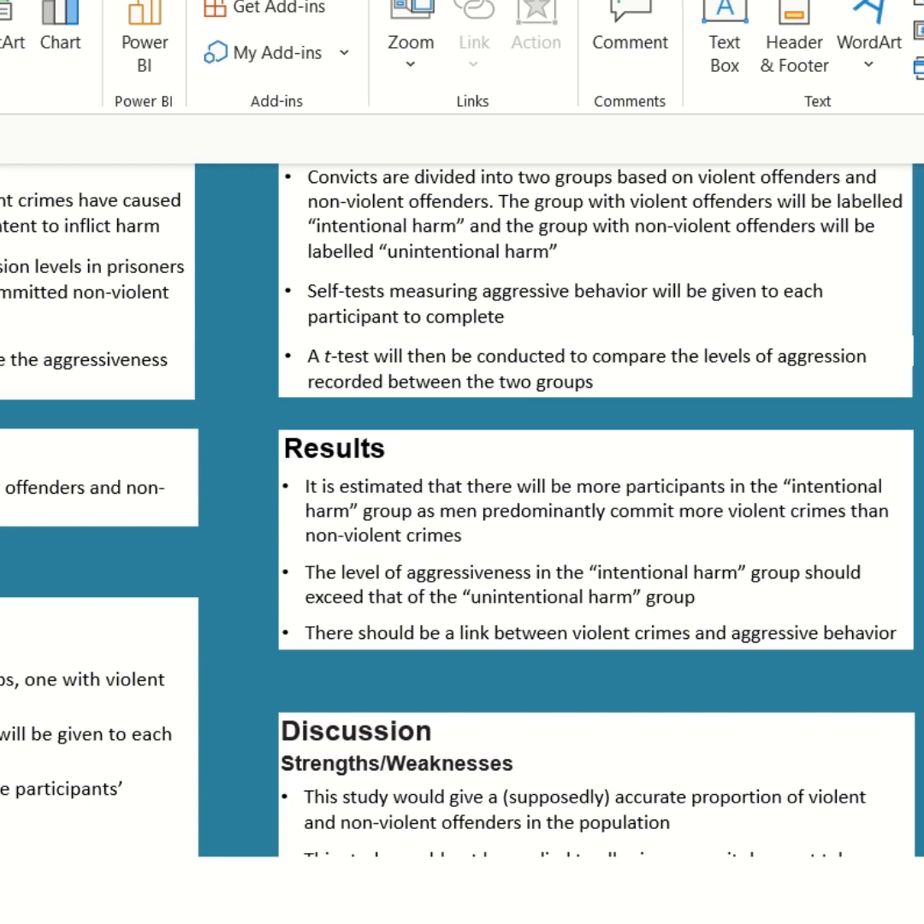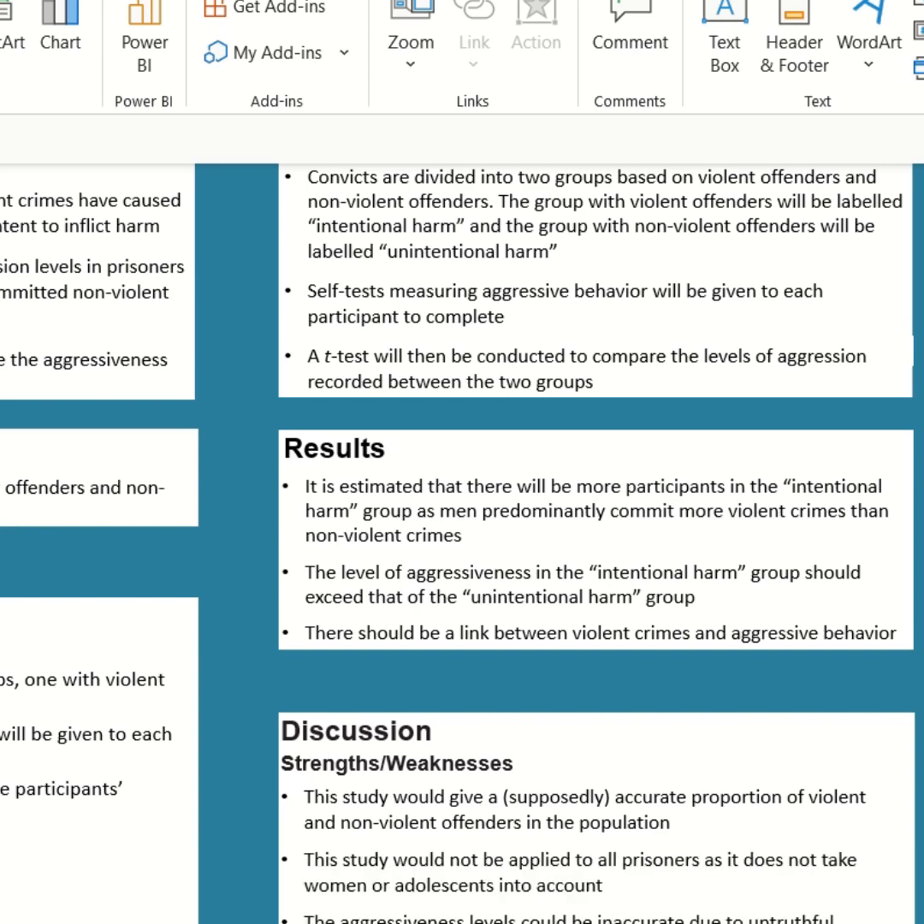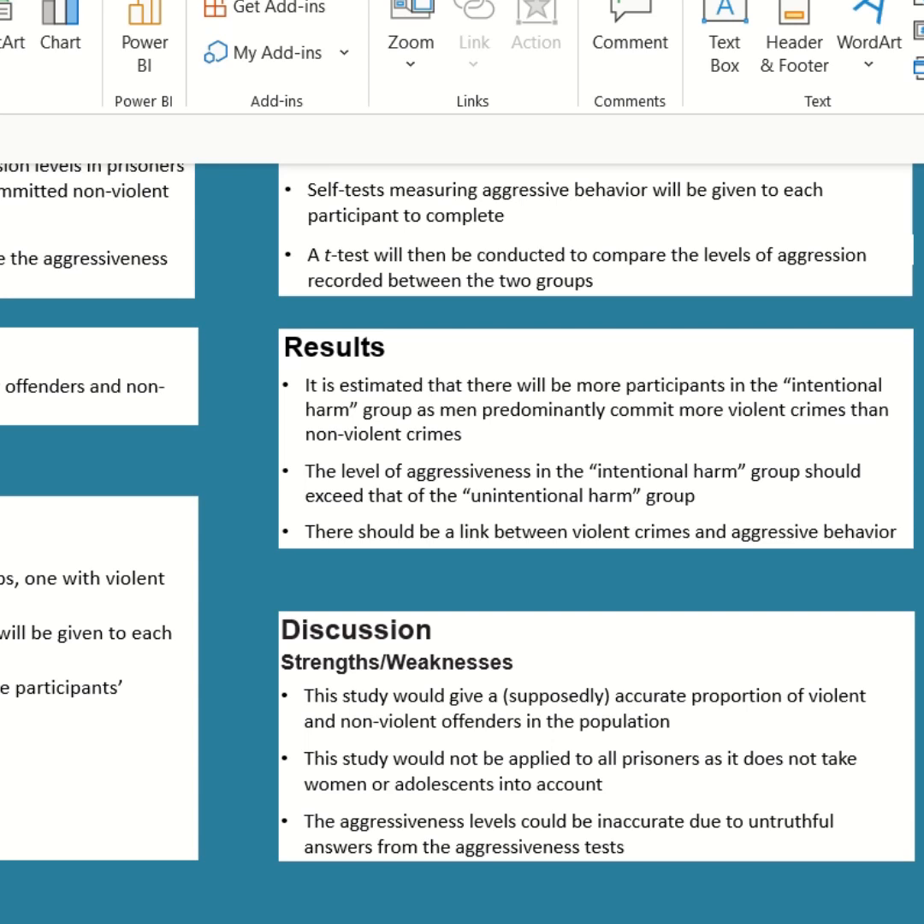The results of this are estimated to be that there will be more participants in the intentional harm group, as men predominantly commit more violent crimes than non-violent crimes, and that the level of aggressiveness in the intentional harm group should exceed that of the unintentional harm group. Also, there should be a link between violent crimes and aggressive behavior.